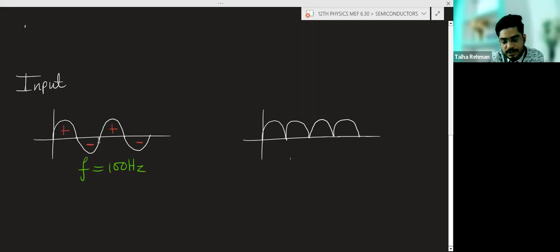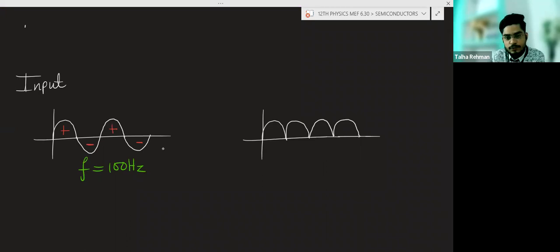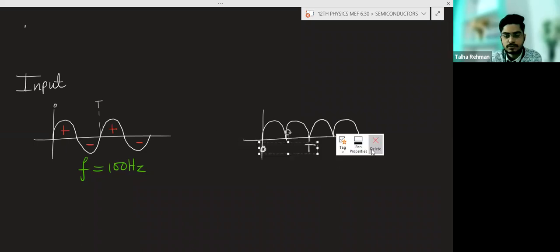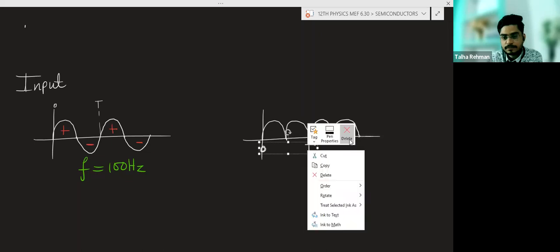Suppose from here to here, there is 1 second or time period t. From here to here, the time period was t, na? And in this case, from here to here, the time period was t. So in time period t, only one wave is completing. Here in time period t, two waves are completing. So the frequency of this will become double.